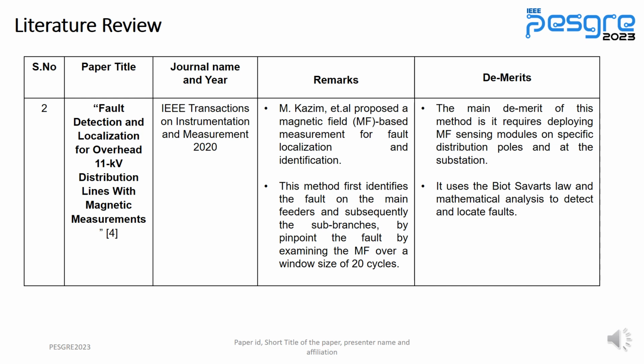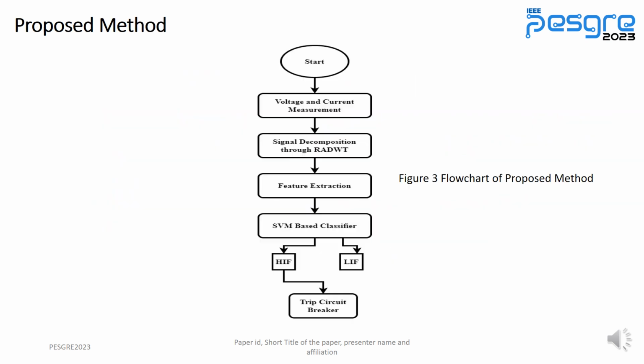But the problem with this method is that it should contain some MF sensing modules, like magnetic field sensing modules, on a specific distribution system, and again optimization should be done to minimize the cost. Another demerit of this paper is that it uses Biot-Savart's law and mathematical analysis to detect the fault location, which makes it more complex to detect the fault in this process.